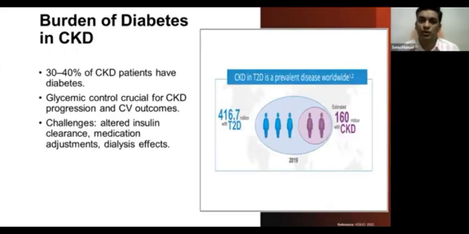Now, we all know that diabetes is highly prevalent in CKD individuals. Around 30 to 40% of CKD patients have diabetes. And glycemic control is very crucial to prevent CKD progression and to better the CV outcomes. But there are certain challenges in that. There is altered insulin clearance. Most of the medications need some dose adjustments, and on top of that, dialysis has significant effects on that.